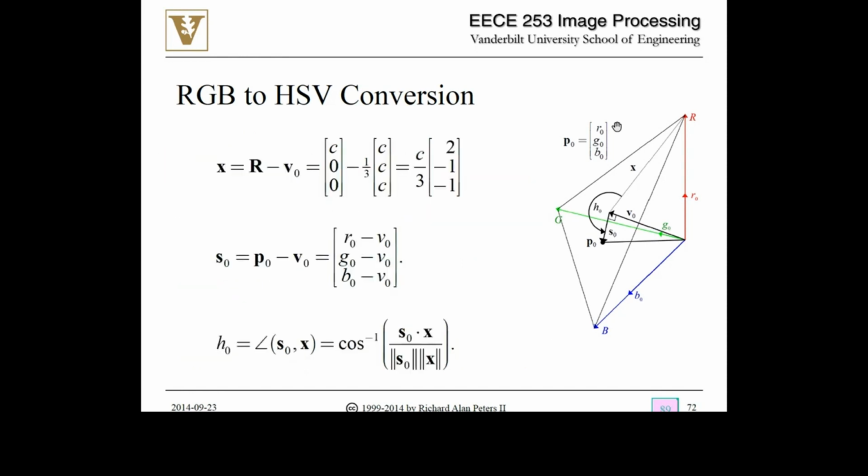We need now the angle. So we define the vector X, and the vector X is C00, because it is in the red axis, minus V0, so this is what we have. And now we measure the angle between X and S0. And you know that the angle is the arc cosine of the dot product of the two vectors divided by the modulo of the two vectors.